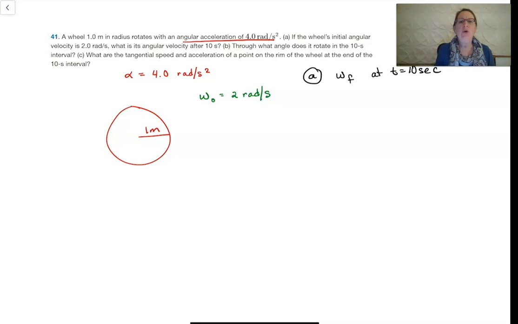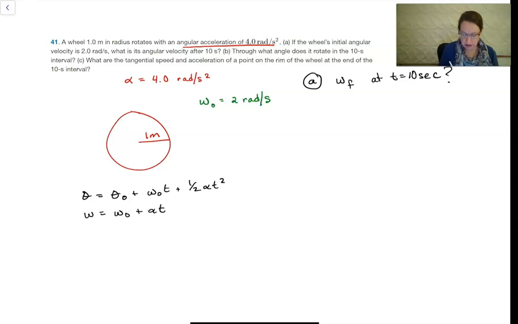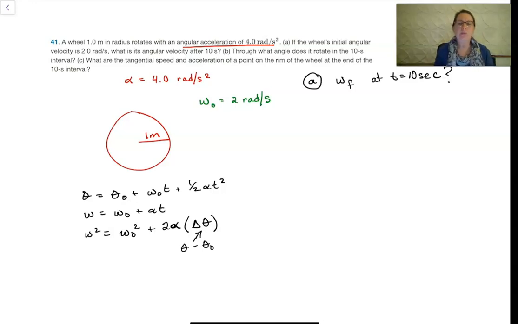So we can look through our three equations that we have for constant angular acceleration, and I'll just write them down quickly over here. We have theta equals theta naught plus omega naught t plus 1/2 alpha t squared. Omega equals omega naught plus alpha t, and omega squared equals omega naught squared plus 2 alpha delta theta, where that's just theta minus theta initial.